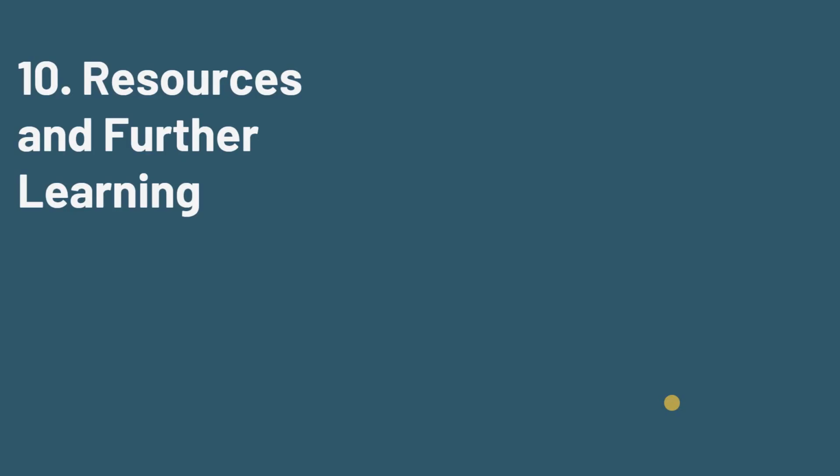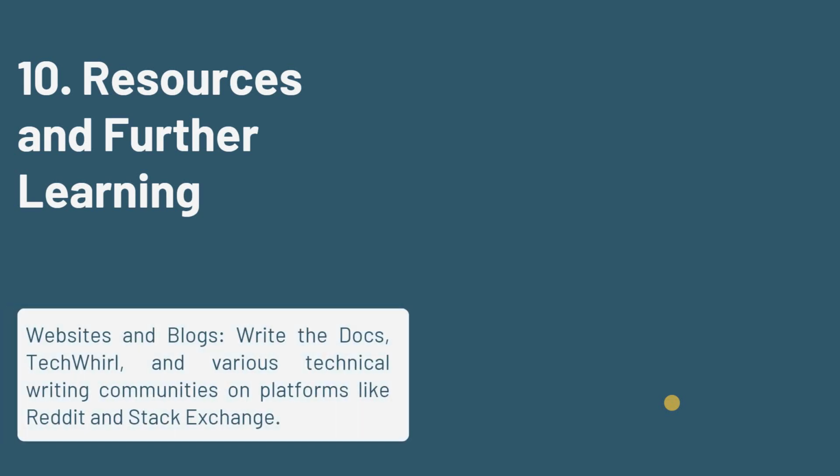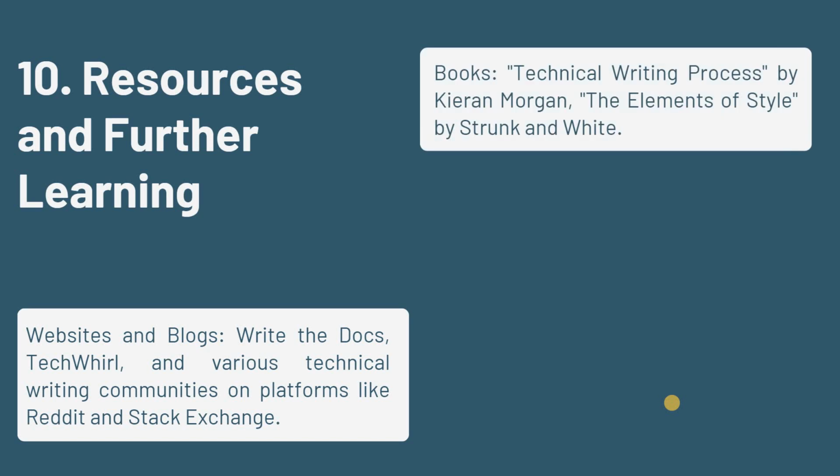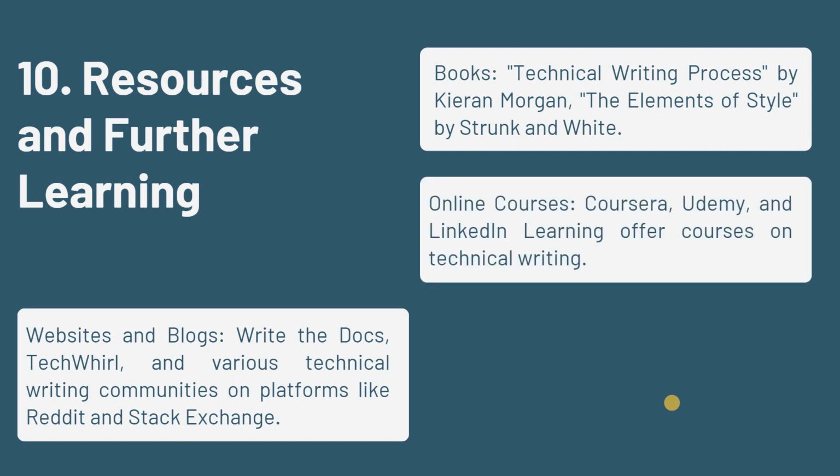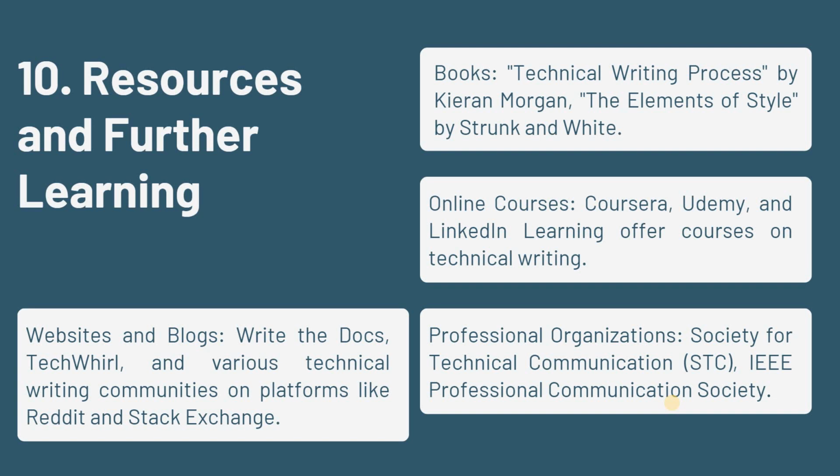So here are some resources to help you learn technical writing. We have websites and blogs like Write the Docs, TechWorld, and various technical writing communities on platforms like Reddit and Stack Exchange. Be sure that you check them out. There are also books, for example, Technical Writing Process by Kieran Morgan and The Elements of Style by Strunk and White. Be sure that you check those books out. Next is online courses like Coursera, Udemy, LinkedIn Learning. There are a number of courses on technical writing from those platforms. And then you can also be part of professional organizations like Society for Technical Communication, IEEE Professional Communication Society, etc.